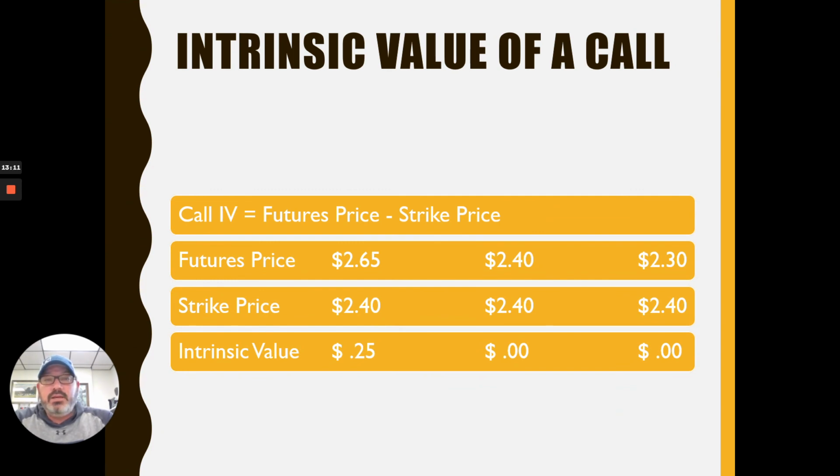Like I said, same thing, we would calculate intrinsic value of a call if you were an end user. And notice a call intrinsic value is futures price minus strike price, the opposite equation that we just covered with a put. So futures, example here of corn, $2.65 a bushel, and we purchased a $2.40 strike price call. That intrinsic value is 25 cents, okay? If futures and strike price is equal, it's 0.